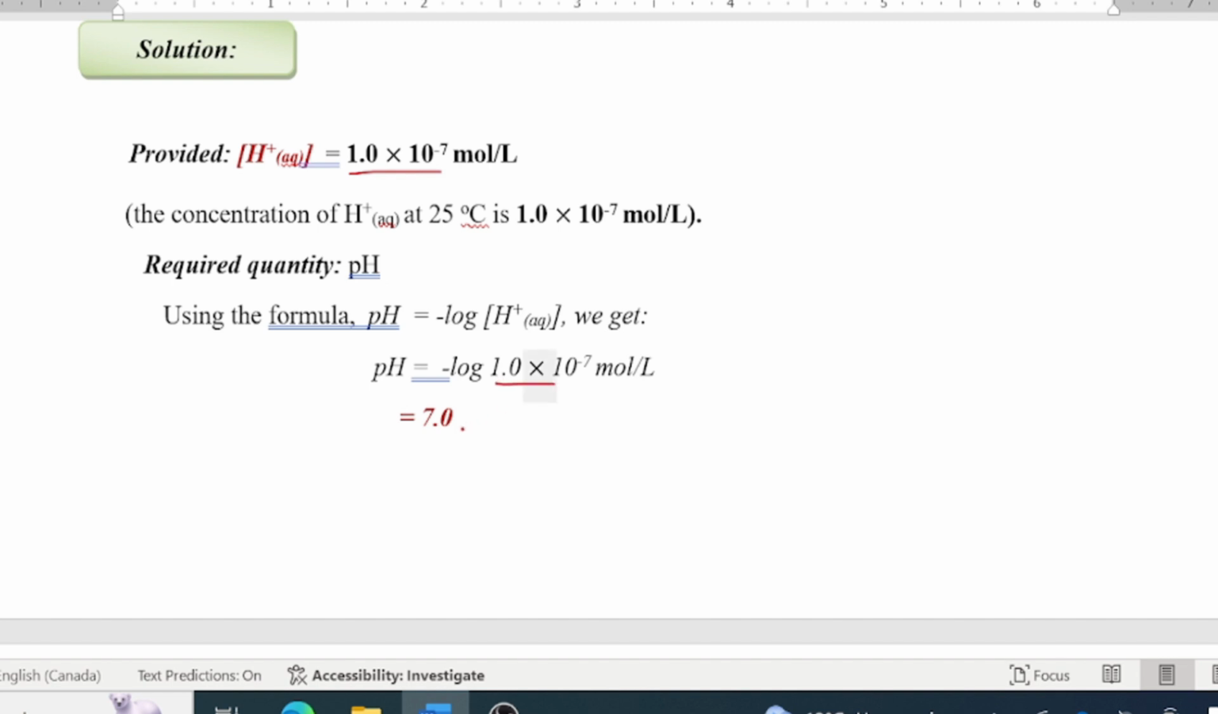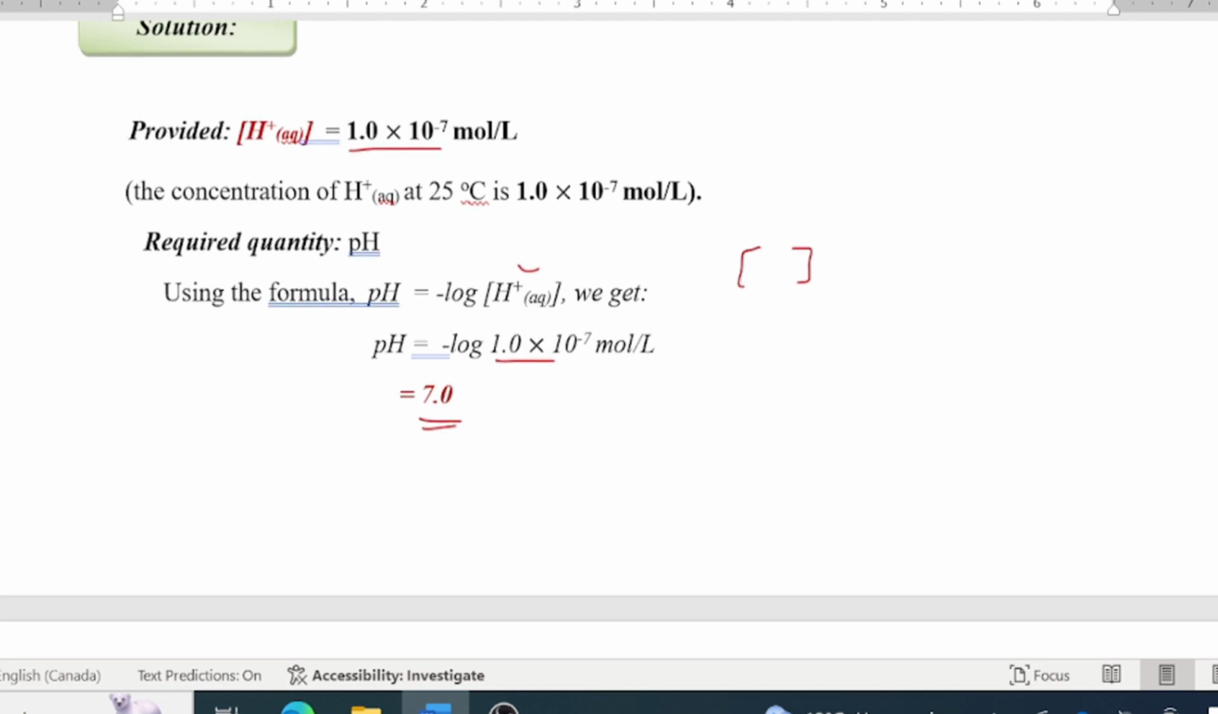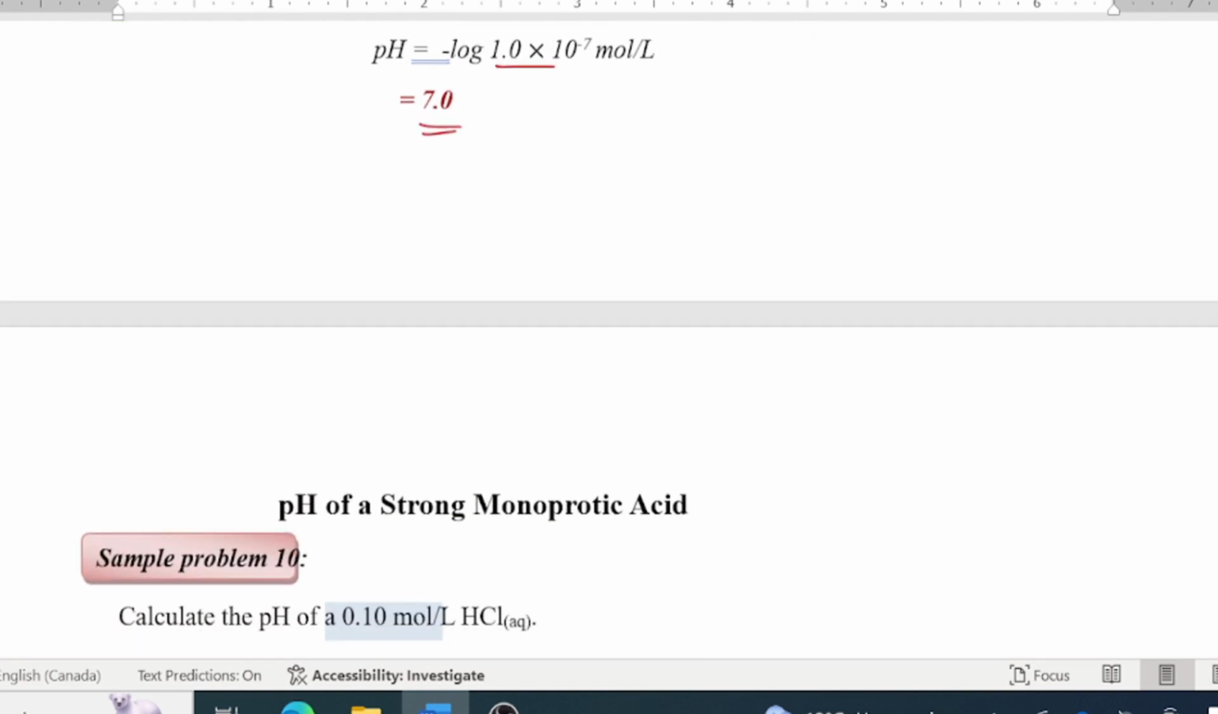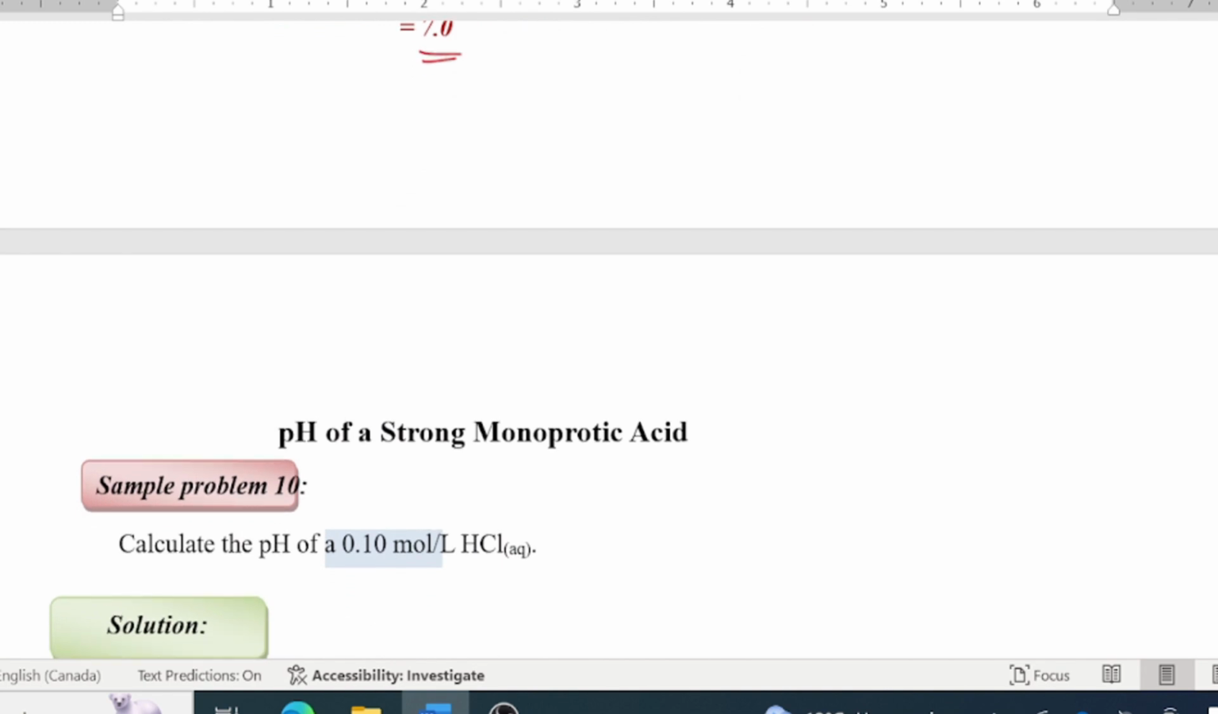is equal to 7. Now when you see these square brackets here, anything in the square parentheses means you're talking about the concentration, okay? So that's why the log of that guy in the square parentheses means you're talking about their concentration. pH of a monoprotic acid.